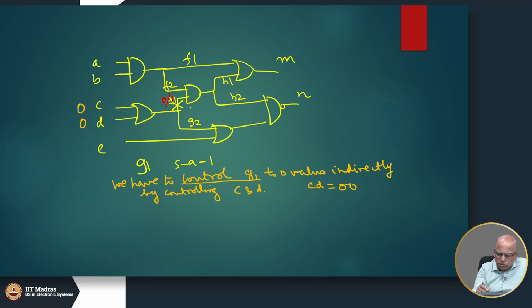The next thing is to propagate the fault to either M or to N. So, I have a choice. So, try propagating the fault to M. Okay. So, if I do that, I have to make this 1.